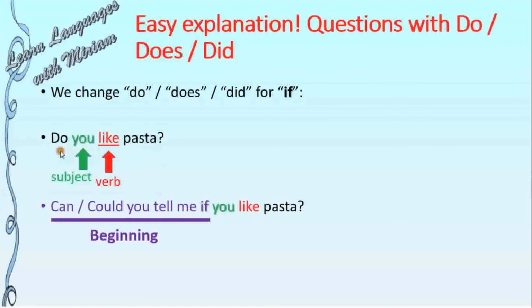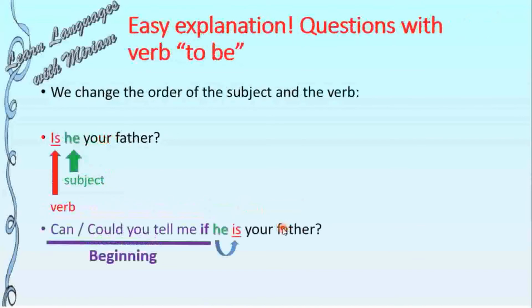But if we change this question into indirect, it is, can or could you tell me if? We change do, does, or did for if. You, then the subject, and then the verb, like pasta.